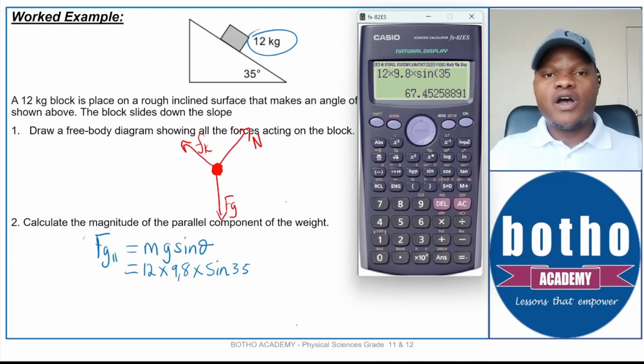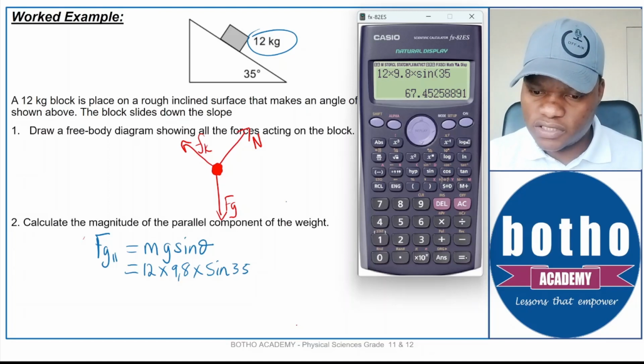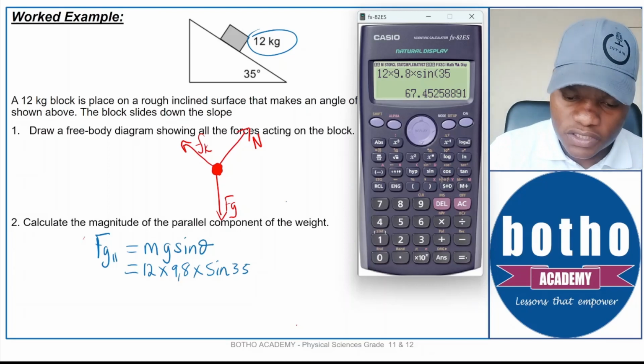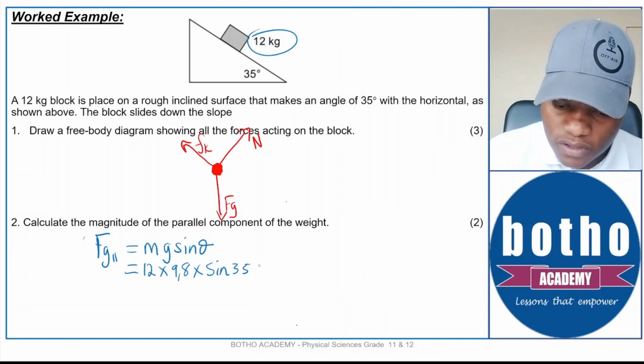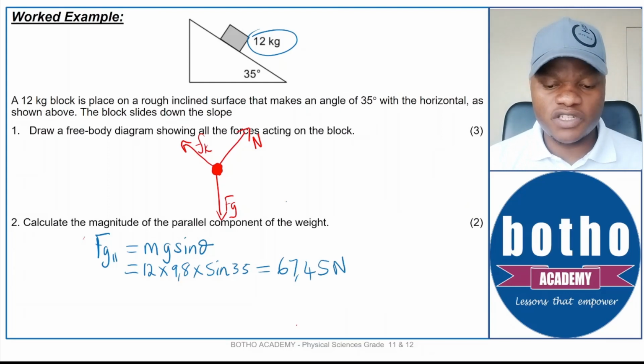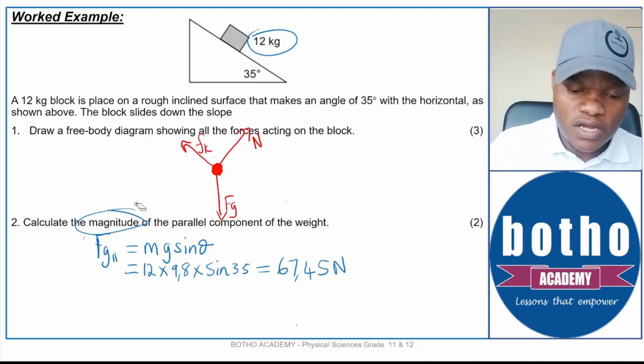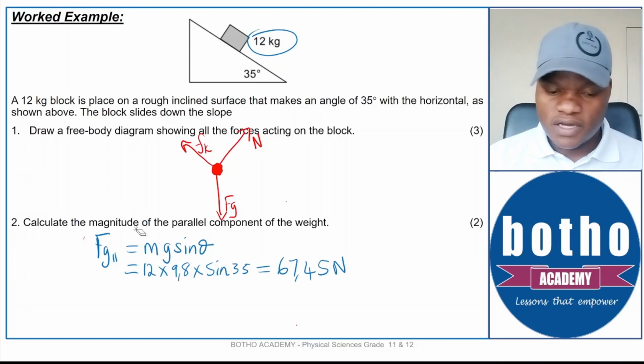67,4525. So it's always advised that your final numerical answer must be rounded off to at least 2 decimal places. So we can just say 67,45 as our final answer here. Okay, so this would be 67,45 newtons. Of course, the force is going down the slope because this is Fg parallel, it's always down the slope, but because we are only required to calculate the magnitude, there's no need for us to write the direction.